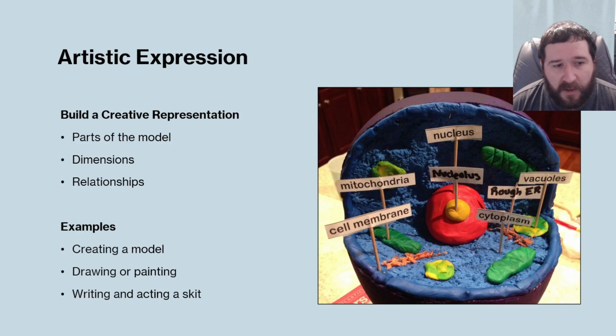Some different examples: creating a model like the cell model here on the right, creating a drawing or painting of something that's occurring or something they're learning about, or maybe writing and acting out a skit. These are all great examples of how we can use that artistic expression in the real world to better understand a concept or idea.